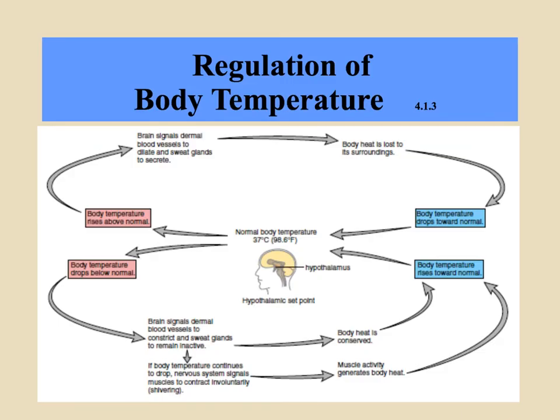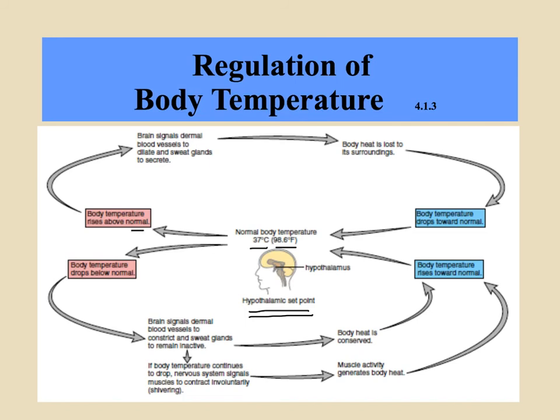So finally, I just want to talk a minute about regulating body temperature, since this is such an important part of the skin's function. In our hypothalamus in the brain, we have a certain setting, like a thermostat, that tells the body temperature should be 37 degrees Celsius or 98.6 degrees Fahrenheit.